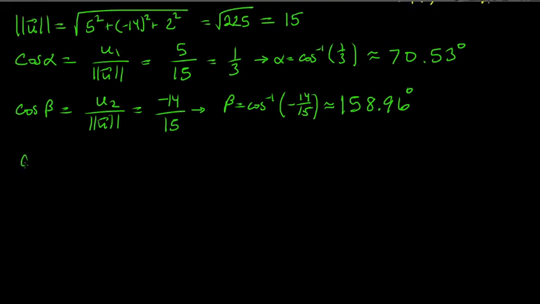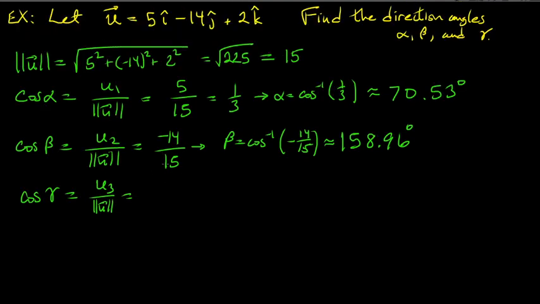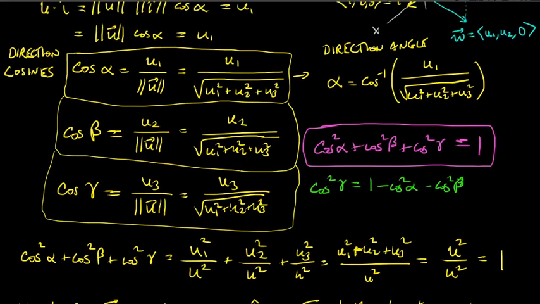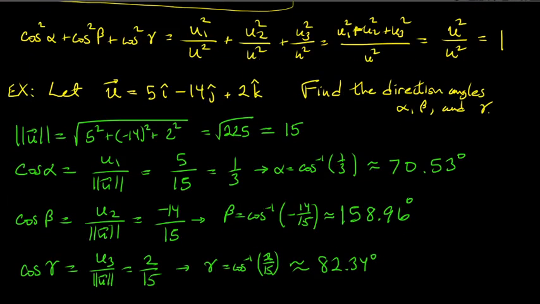Okay, so just to finish the example, the cosine of gamma will be u3 over the magnitude of u. So u3 was 2, so 2 over 15. And then the inverse cosine of that is about 82.34 degrees. And that's it. So, right, those are the direction cosines. I hope that example helps a little bit.